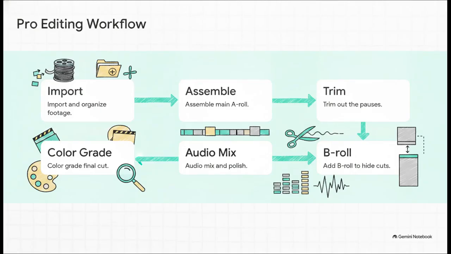But no matter which version you're using, you need a disciplined assembly line. Here is the professional 6-step workflow in a nutshell. You import and organize, you assemble your main A-roll, you trim the fat, and then you add your B-roll to hide the cuts. Only after all that do you move on to your audio mix and finally your color grade. The golden rule here: never, ever start adding color grading or intricate audio polish until your structural visual cut is 100% locked. Otherwise, you're just wasting time polishing frames that might end up on the cutting room floor.